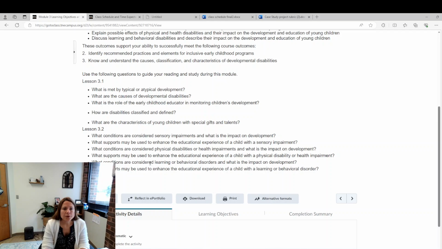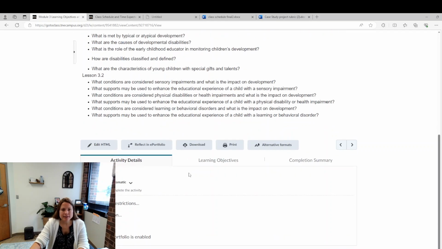So when you're looking at lesson 3.1 and you're going through the module, I want you to look at what is meant by typical or atypical. What are the causes of developmental disabilities, and what is the role of the early childhood educator? How do you monitor the children's development? And what kind of characteristics of young children would you see if they have special gifts or talents?